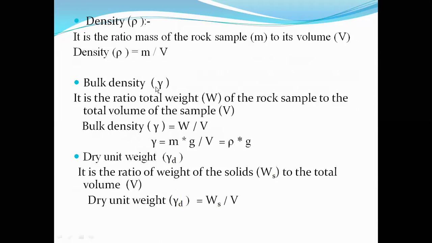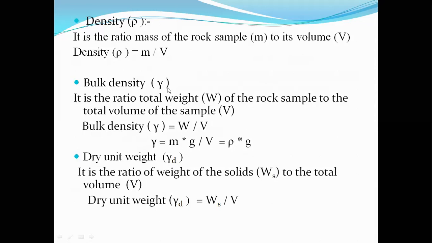Now coming to the bulk density gamma, it is the ratio of total weight. Weight is nothing but what? Mass into gravity is weight. Weight W of the rock sample to the total volume, capital V, right? So bulk density gamma is equal to W by capital V. What is W now? Mass into gravity, right? So m by V, we know what exactly this one is? M by V is density. So I'll substitute this one here.